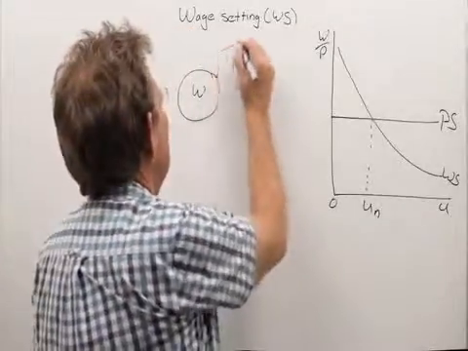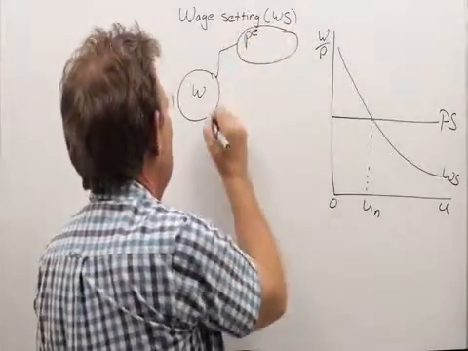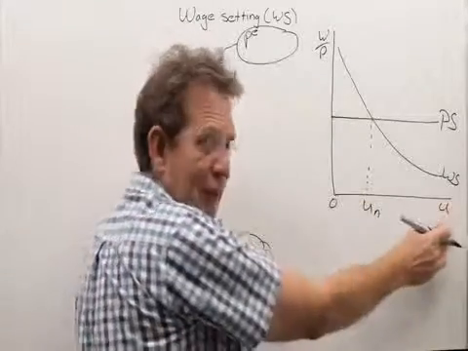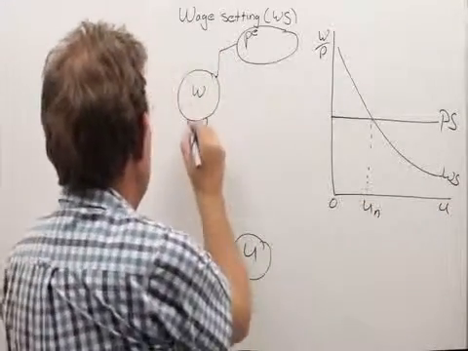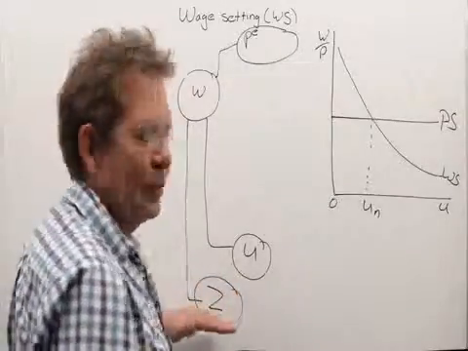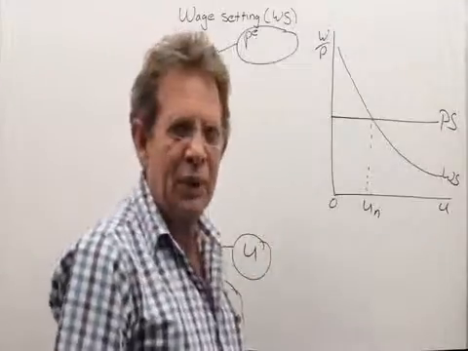The one is the expected price level as a factor, and unemployment rate, which is measured on this axis here, and institutional factors, where we use the symbol Z to indicate that. Now let's start with the expected price level.